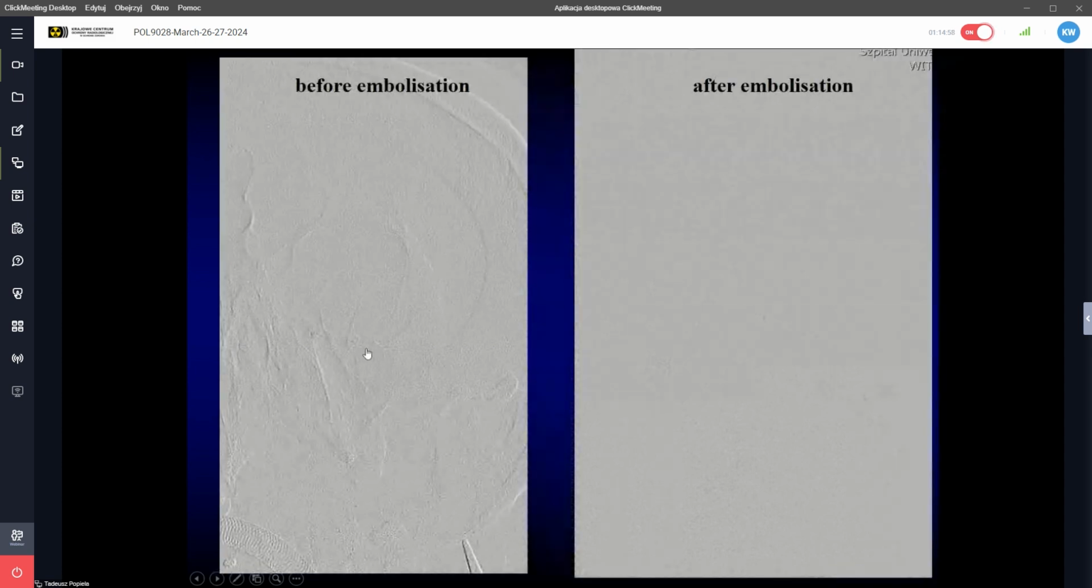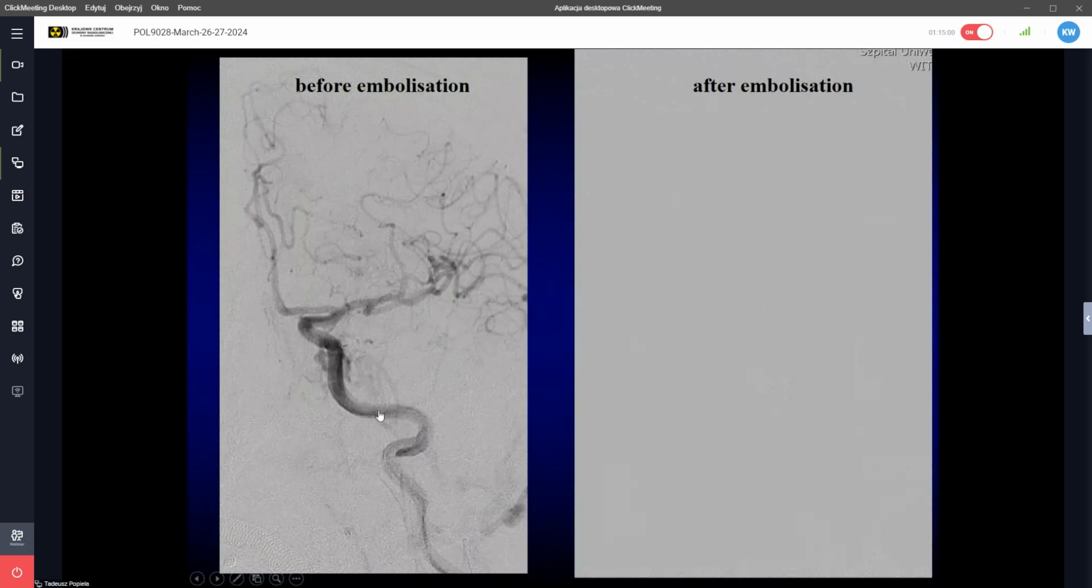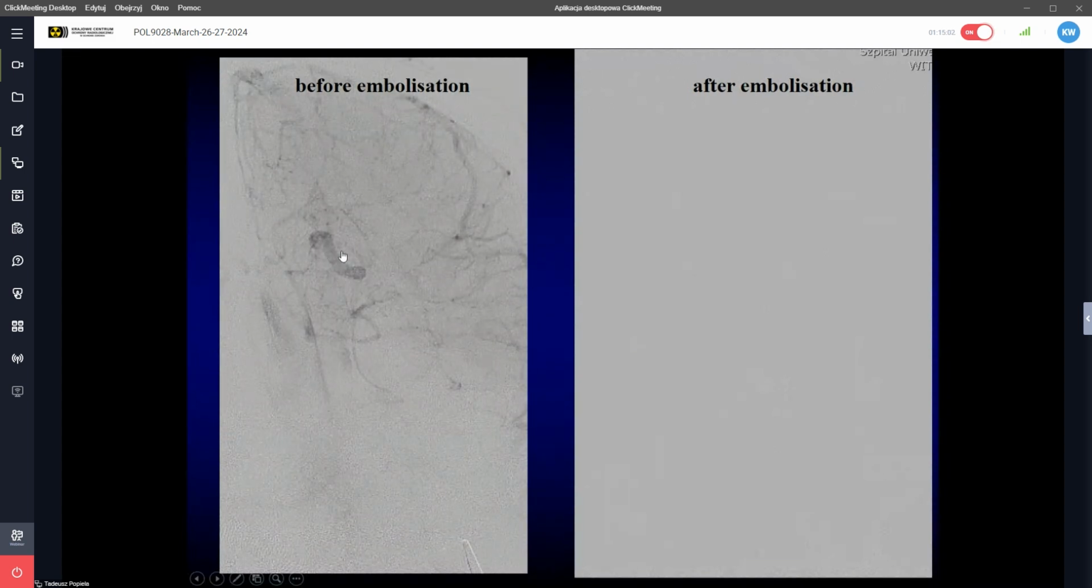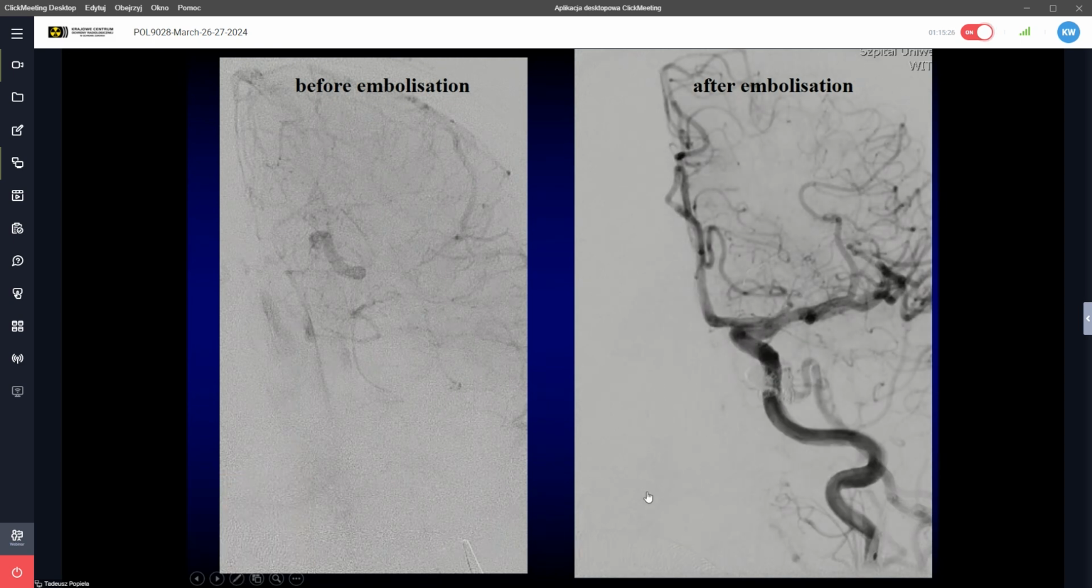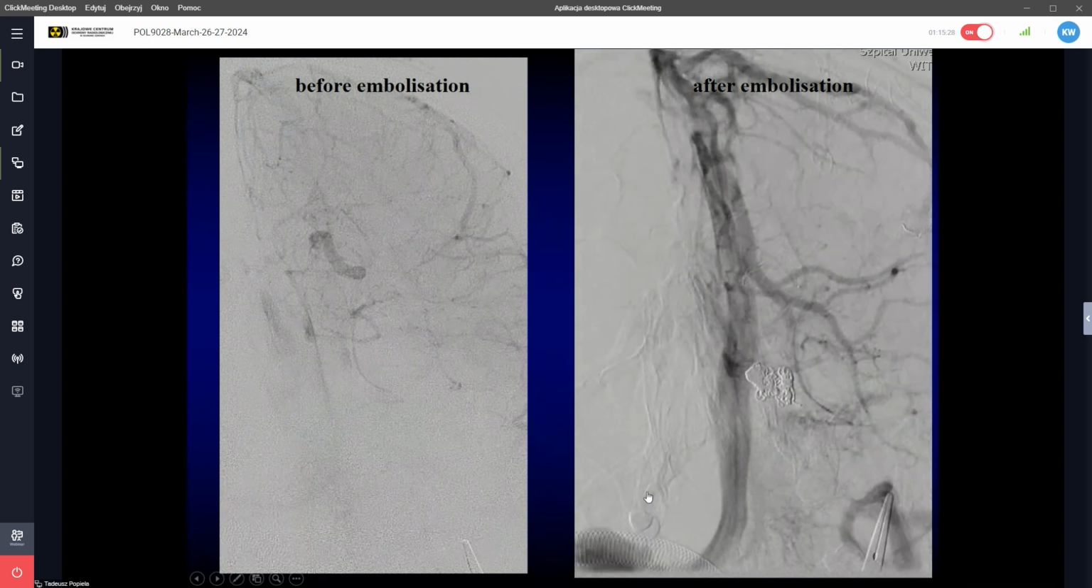And after all, before embolization, I hope you remember, there was this enlargement of the cavernous sinus. It was before embolization and after embolization. You can see here a lot of coils in the hernia gate, but, as you remember, they were implanted through the ophthalmic vein, not through the artery as always, and there is no longer enlargement of the cavernous sinus.